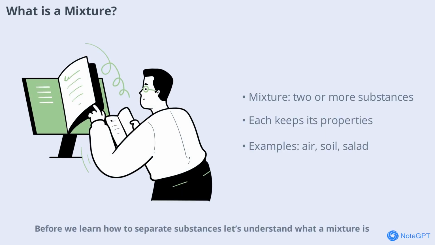Before we learn how to separate substances, let's understand what a mixture is. A mixture is simply a combination of two or more substances where each keeps its own properties. For example, when you mix sand and salt, both remain unchanged. Mixtures can be found everywhere. Air is a mixture of gases, and soil is a mixture of minerals, water, and organic matter.